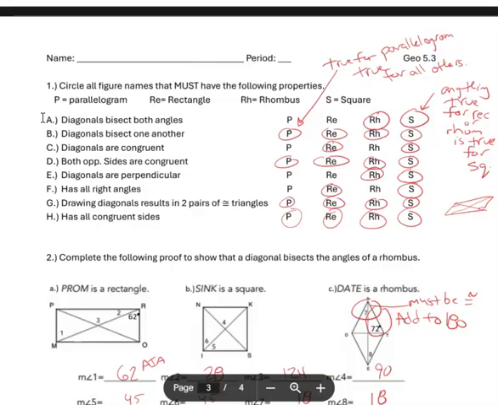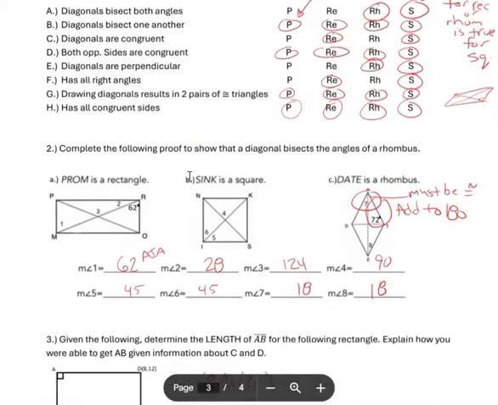I definitely circled a bunch of stuff that wasn't supposed to be circled. So that was supposed to only be rhombus and square. I need to go back and fix my key. It's not going to be parallelogram and rectangle. That's what happens when I go too quick. So that wouldn't be rhombus and square.